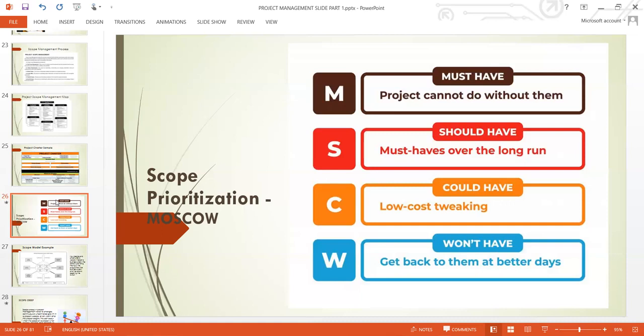After that, you look at could. What are the things that could be in it? Everything is based on importance. It could be or it couldn't be. So it's not a must. The last one here is won't. That's the boundary. You must state it. You must not have this.